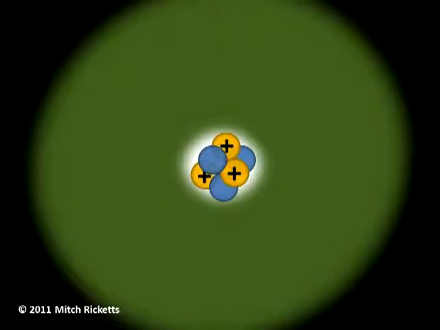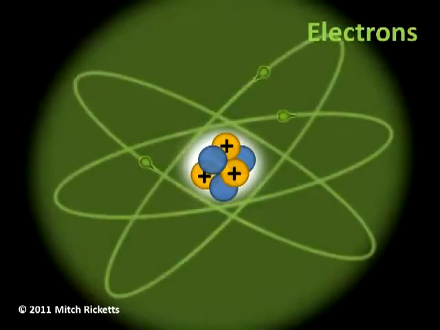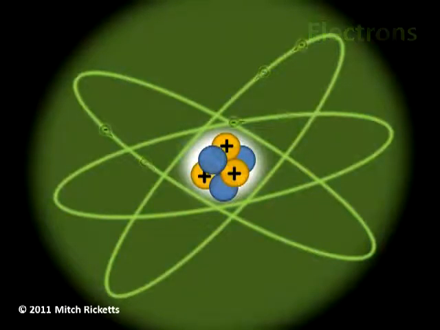The nucleus is surrounded by a cloud of electrons, tiny particles that have a negative electrical charge. Here, we see a highly simplified representation of electrons swarming around the nucleus.